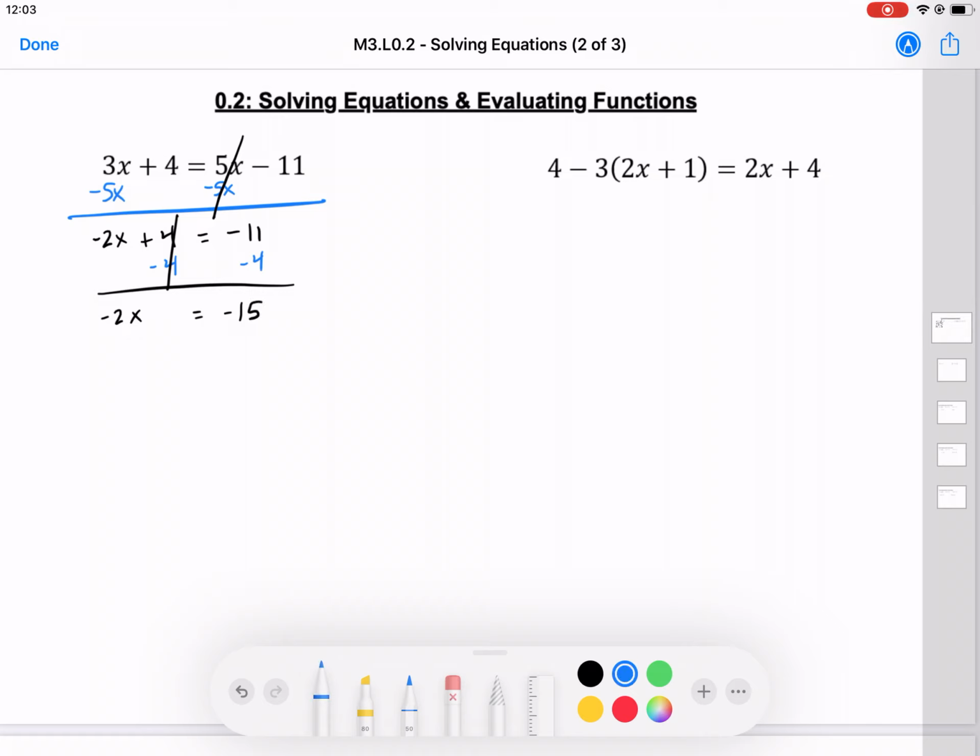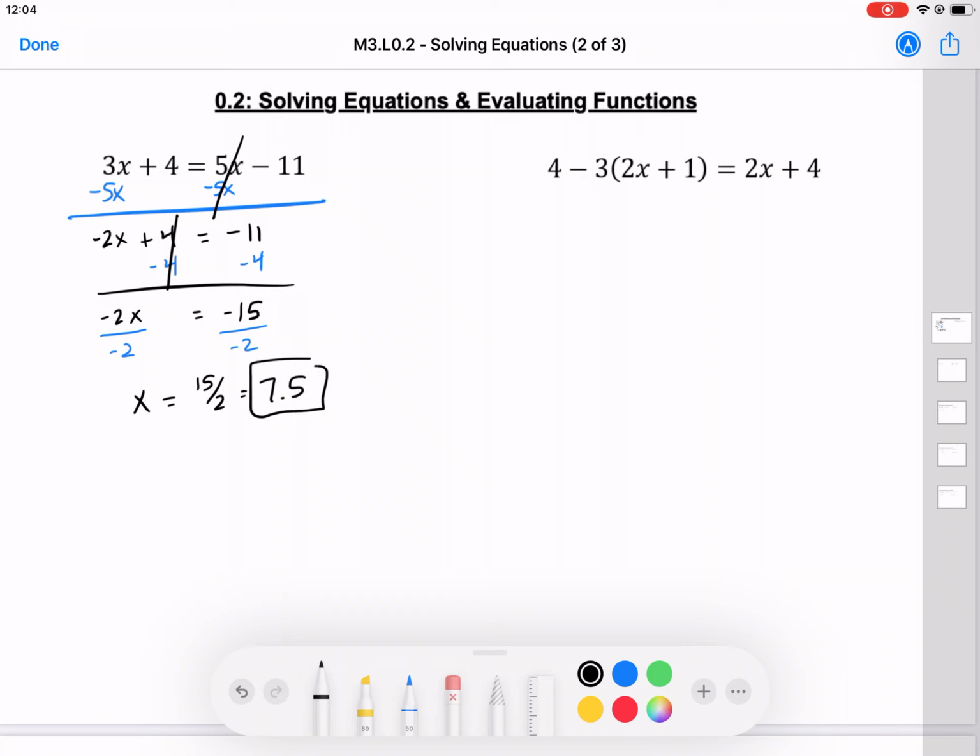And then the last step at this point is to get the coefficient, this number in front, off that x. So you do that by dividing. And that gives us negative 2 divided by negative 2 is 1. So we just have a 1x or x. Negatives cancel out, so we have 15 over 2. 15 divided by 2 you can also say is 7.5.